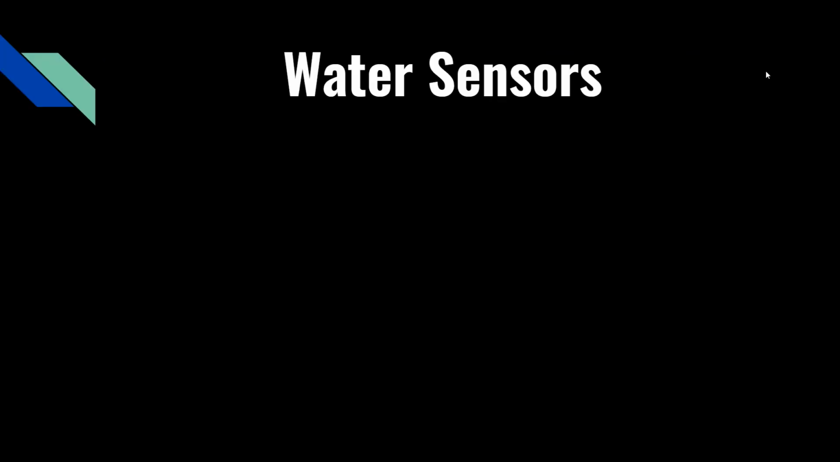Let's talk about the different types of sensors that are used to monitor water quality. The O2 sensor is used to detect oxygen levels in the water. Oxygen is important in aquatic ecosystems because fish and other aquatic wildlife cannot survive without oxygen.